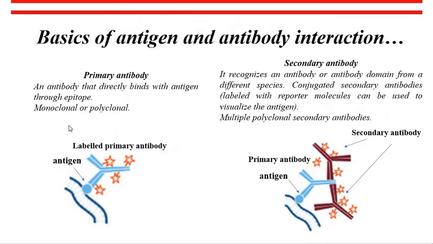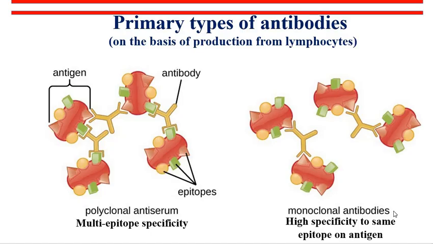Here you can see, if we use a labeled primary antibody, then only one labeled antibody will be attached with the antigen, and hence signal produced will be smaller. While in case of secondary antibodies, if we use labeled secondary antibody, more than one secondary antibodies can be bound with the primary antibody at a time, hence there will be more reporter molecules and more signal will be produced.